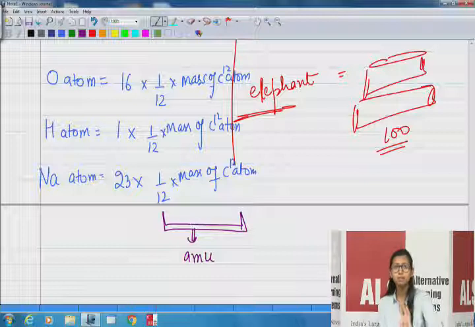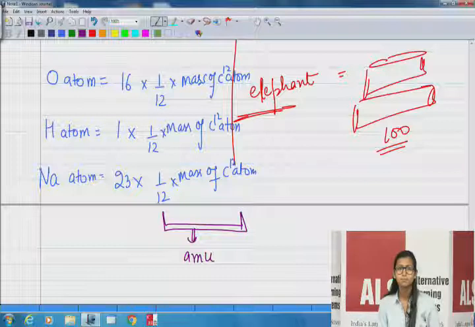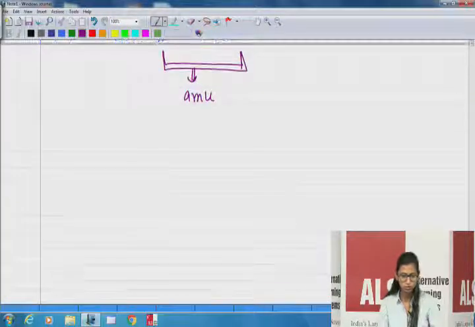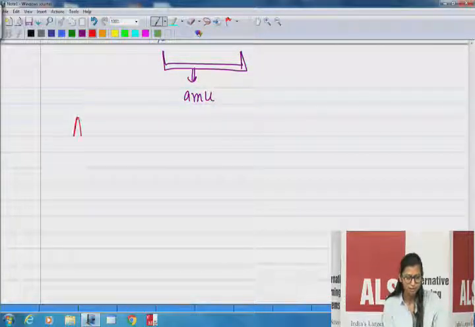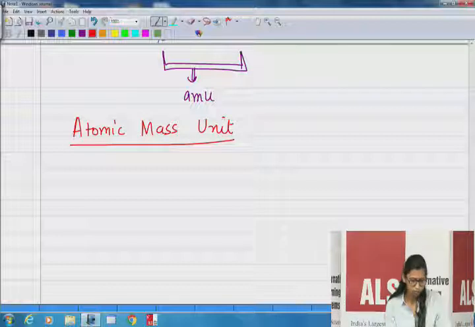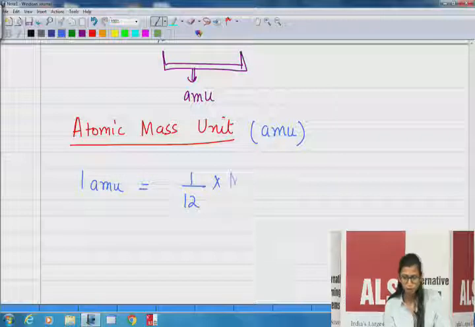Just tell me if this thing is clear, everyone. Just raise your hands, those who are saying it's clear. Yes? Okay, good, nice. So what we can write, you can write from here. I'm writing it again. So atomic mass unit, you can write 1 AMU is equal to, do write the formula first, 1/12 of the mass of the C12 atom.